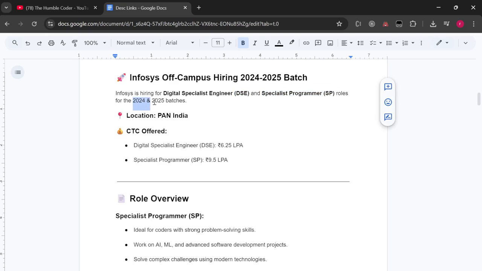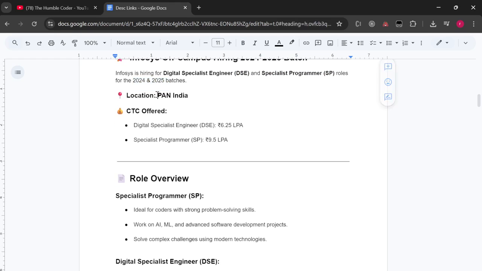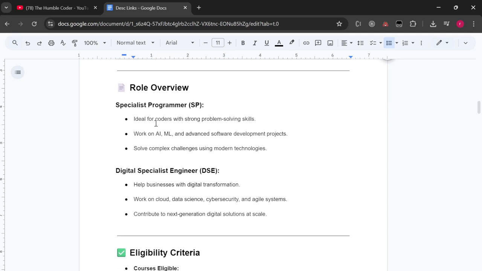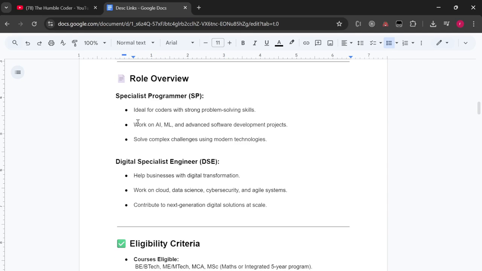The eligible batches are 2024 and 2025. Location is going to be pan India, which means you can get a location anywhere. They are hiring for different offices of Infosys. The CTC that they will offer for the DSE role is 6.25 LPA. For the SP role they are going to pay 9.5 LPA. Let's see the role overviews first of all, and then we will see further details.